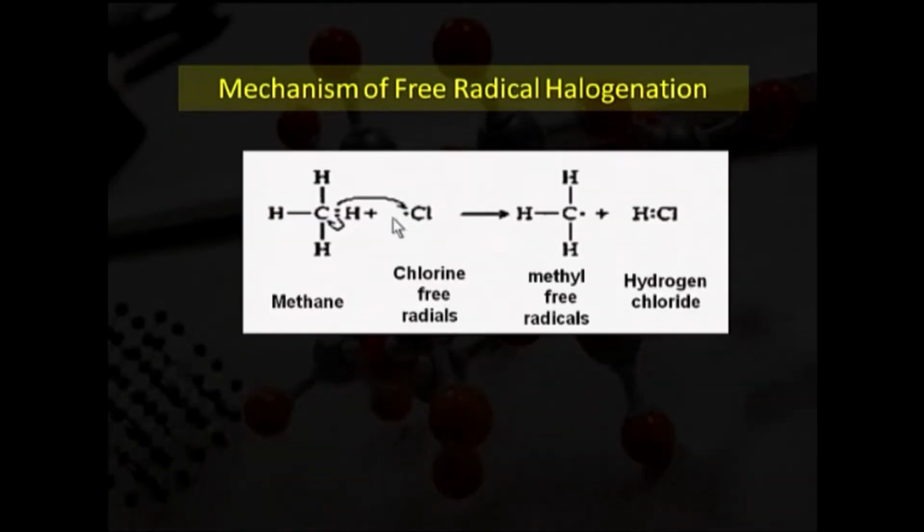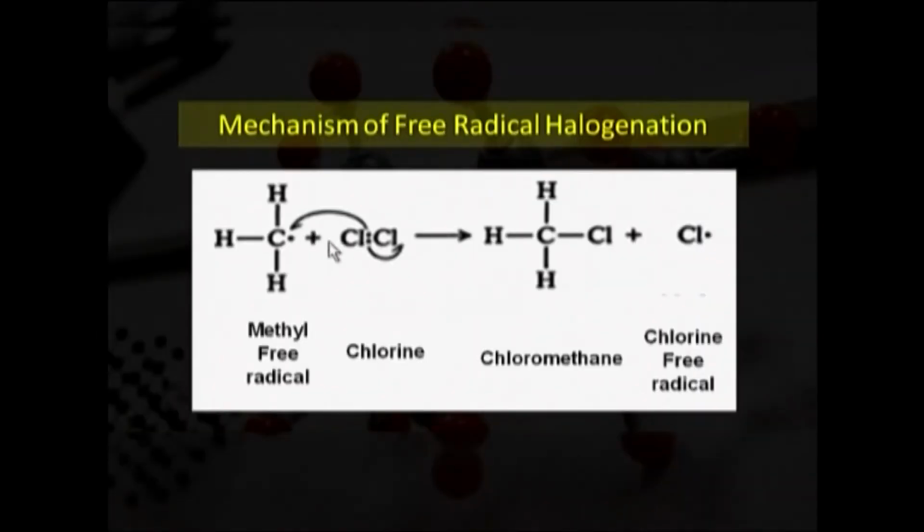In this structure, the chlorine free radical combines with the liberated hydrogen to form hydrogen chloride and a methyl free radical. This is called the propagation step, a step in which both a product and a reactive species that keeps the reaction going are formed. A second propagation step is possible. In this step, a methyl free radical reacts with a chlorine molecule to form chloromethane and a chlorine free radical.